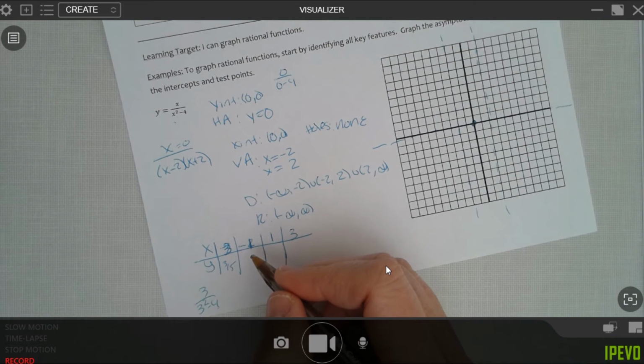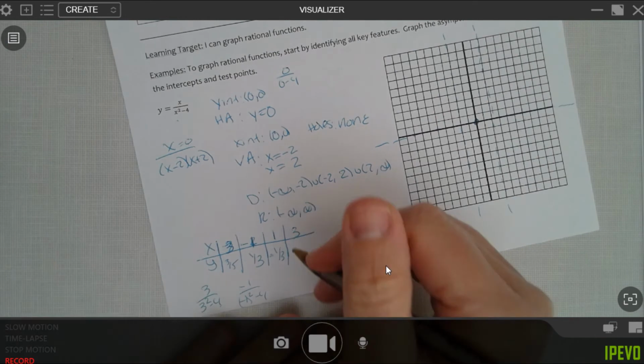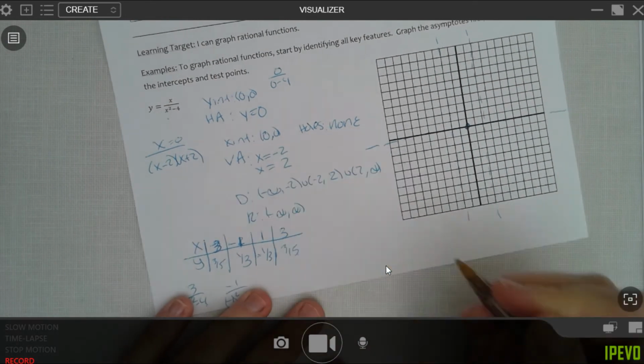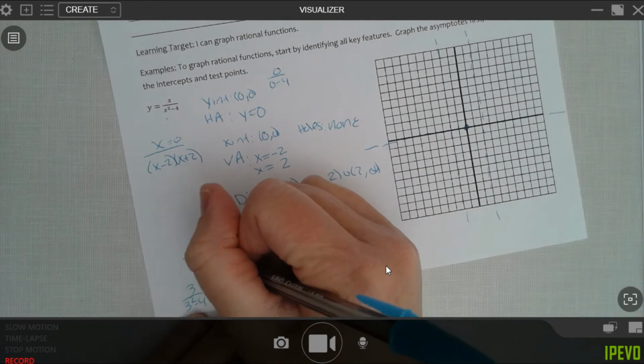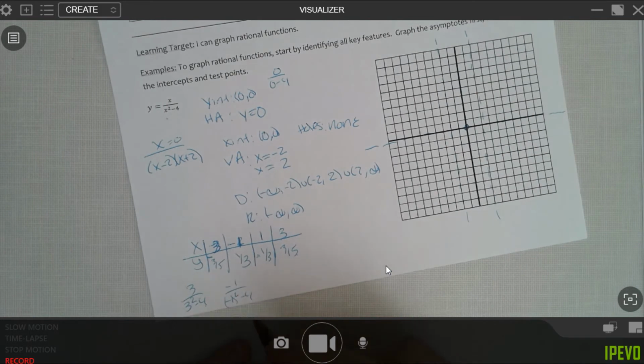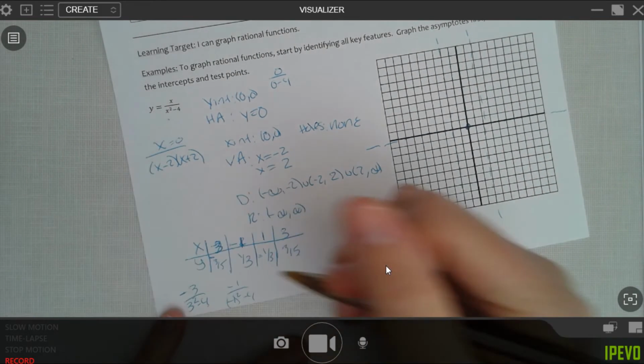You get -1 over -1 squared minus 4. So that's -1 over -3. So we get 1/3, so it's positive. That will be negative, and this will be 3/5. So this was a negative here. Is it negative? Oh, yeah, because I plugged in a -3 right there.